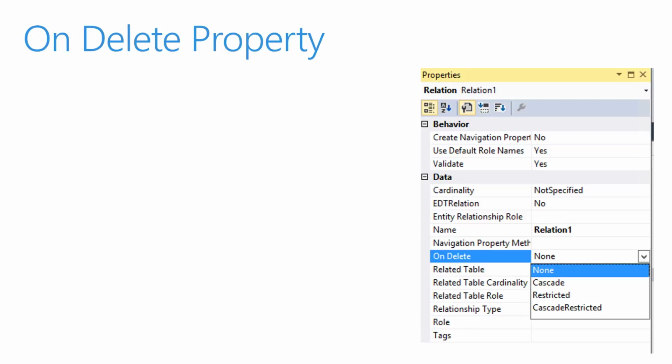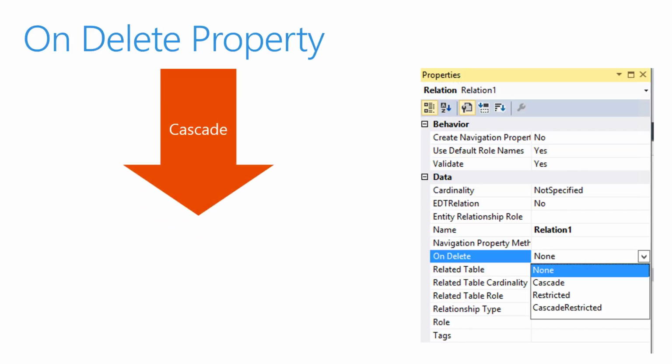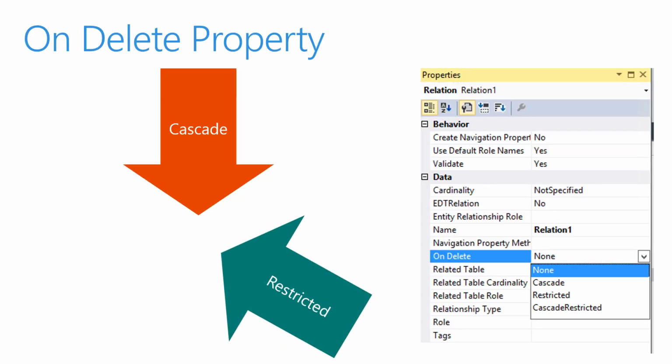There are 4 different kinds of actions to take note of. First is none, where the row in the parent table is deleted and nothing occurs to the child table that relates to this table. We also have cascade, which is when the row in the parent table is deleted and all relating data in the child table will also be deleted. If you set this to restricted, the row in the parent table is only deleted if there is nothing that relates to it in the child table.